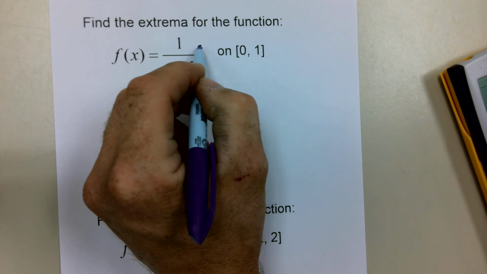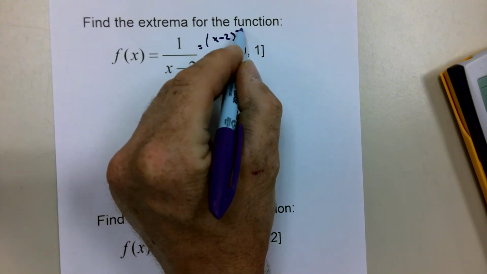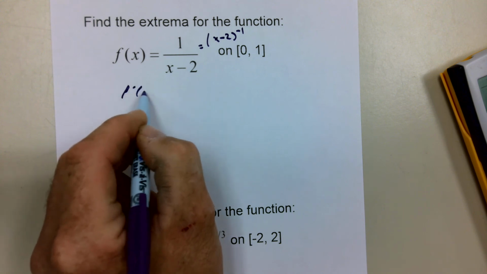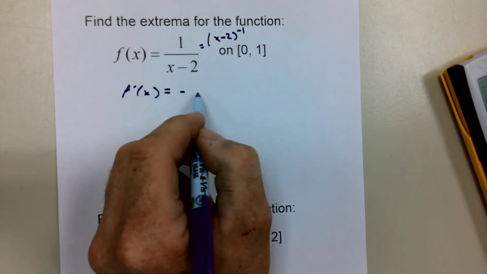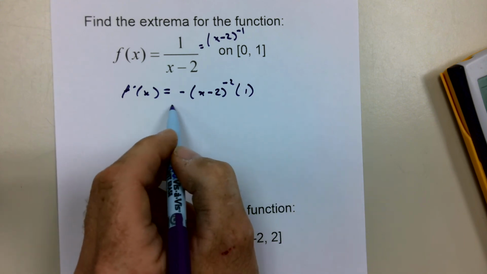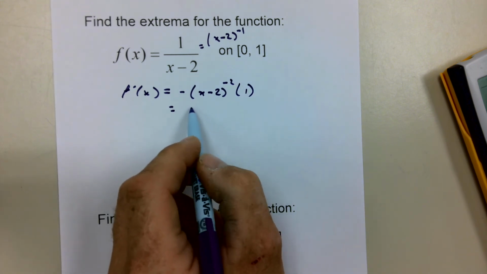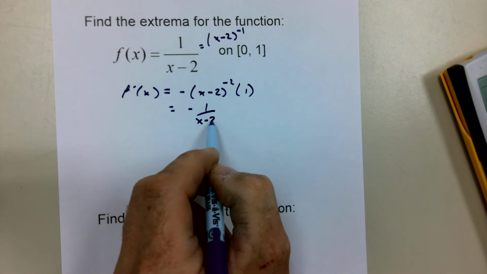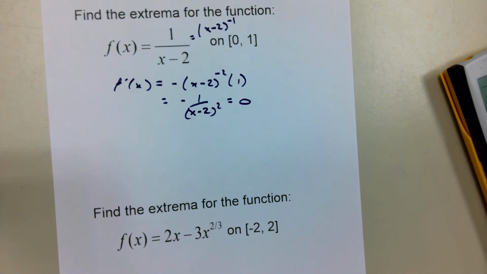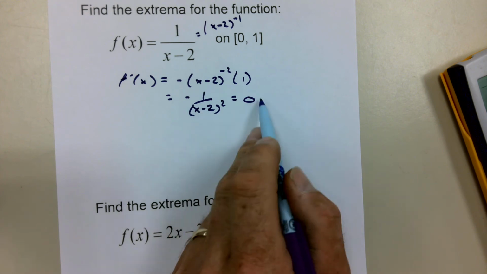So I would suggest that we bring that to the top as a negative exponent. We can go ahead and find our derivative. F prime of x is going to equal the negative of x minus 2 to the negative second times 1. So we get the value of -1 over x minus 2 squared. If I set that equal to 0, multiply that over, I get nothing.